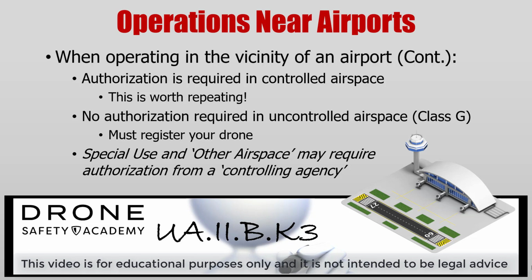If you're in controlled airspace, such as Class B, C, D, and within the lateral boundaries of an airport that is designated for Class E airspace, you must have prior authorization. No authorization is required for uncontrolled airspace, that is Class G. Regardless of airspace, your drone must be registered. If your flight operations are in special use or other airspace, you may be required to get authorization from a controlling agency. That's really important to note for the exam.